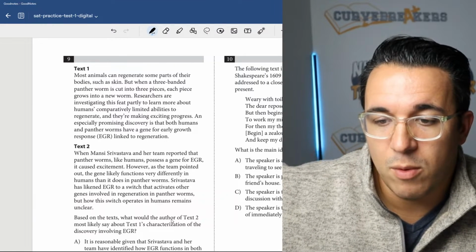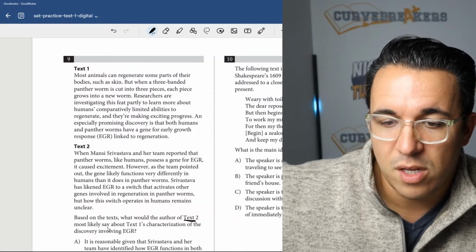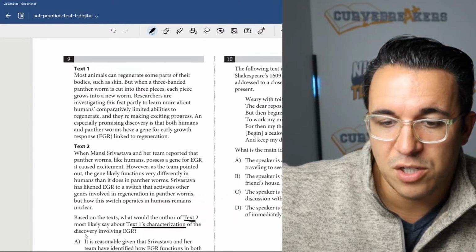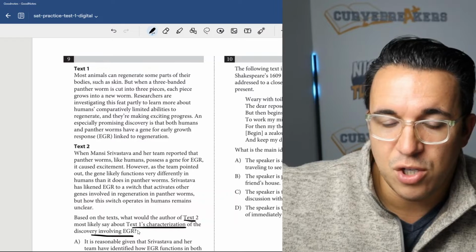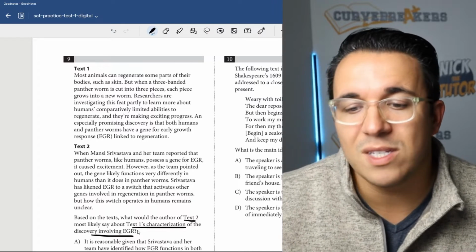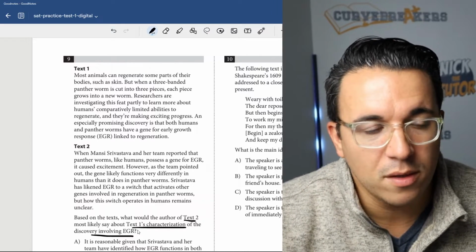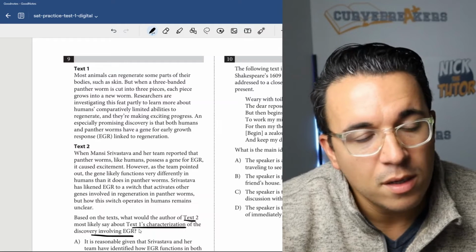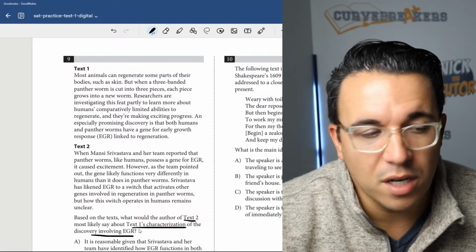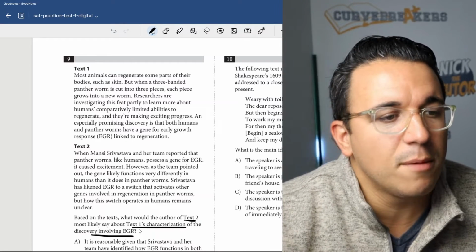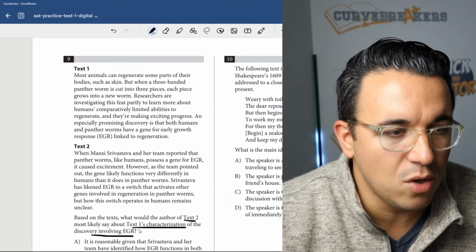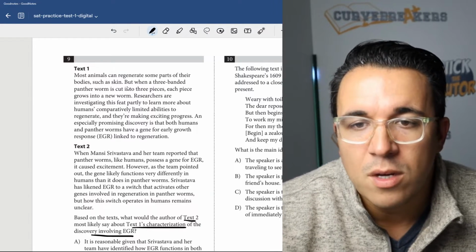Based on the text, what would author of text 2 most likely say about text 1's characterization of the discovery involving EGR? So we want to know what text 2 would say about text 1's point. This is quite a long one, so you want to take your time on this kind of question. And as you can see, I'm reading the question stem first so I can determine exactly what I need to do on any one question. So let's see text 1.